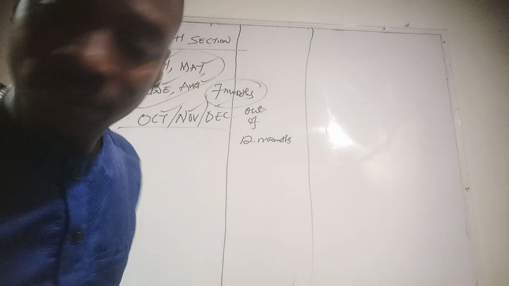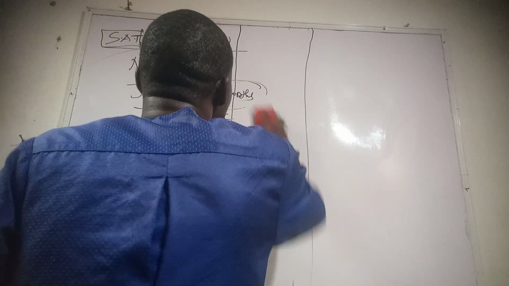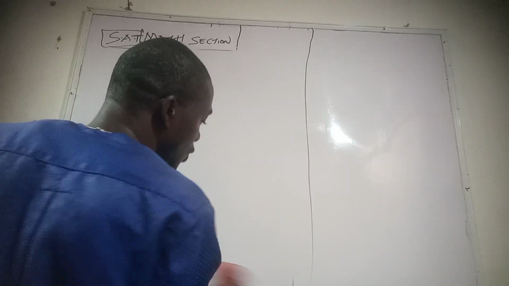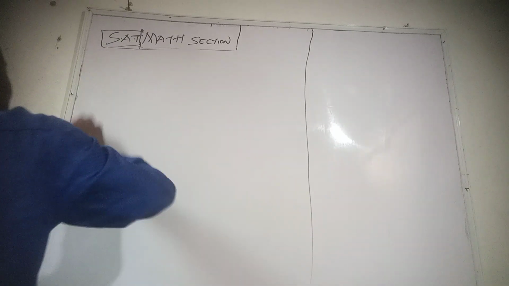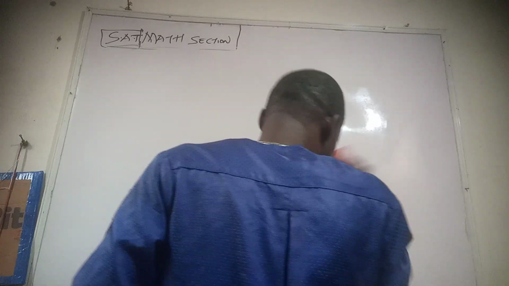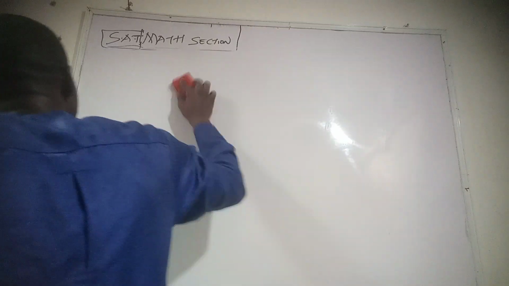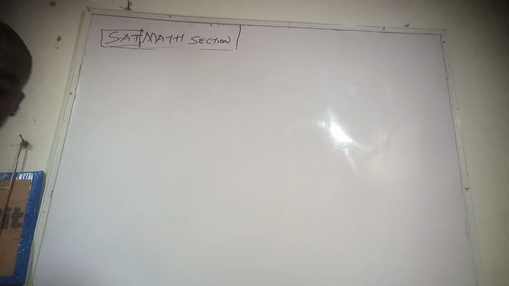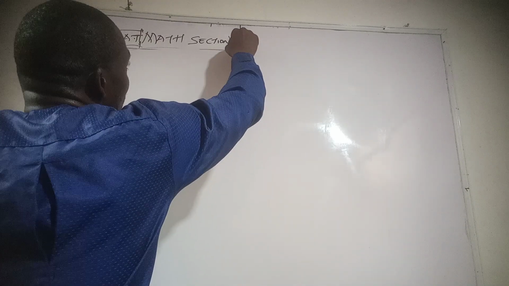SAT comprises a math and an English section. The English is also called the reading and writing section. The sections are divided into two modules with 27 questions each. The exam itself takes a total time of 2 hours 14 minutes: 64 minutes for English and 70 minutes for mathematics. That is how it is divided. Let's quickly dive into the math section of SAT.